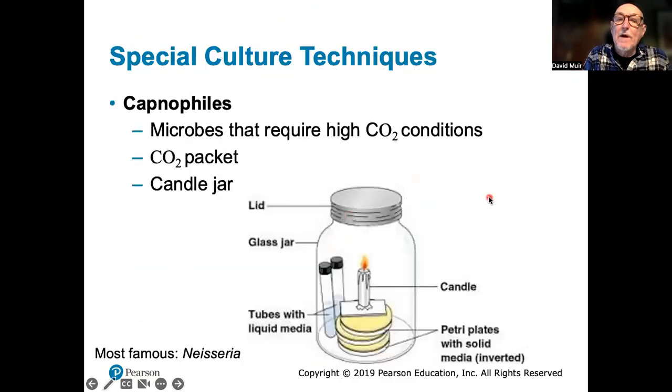But there's a very easy way to do it, and that is the old-fashioned way. It's still done because it's so simple, and that is to burn a candle. It's called a candle jar. So we introduce all our media. Here they are. We stand a little candle, a nightlight or a yahrzeit candle, on top, light it and close it. It will use up a lot of the oxygen, not all of it though, but it will produce abundant carbon dioxide, and that's ideal for capnophiles.